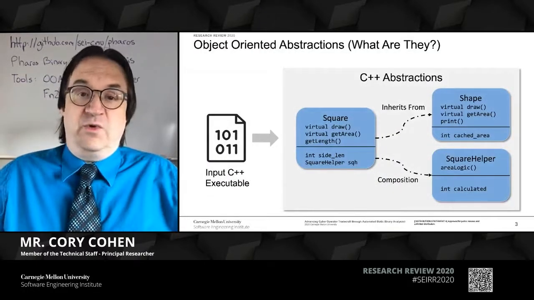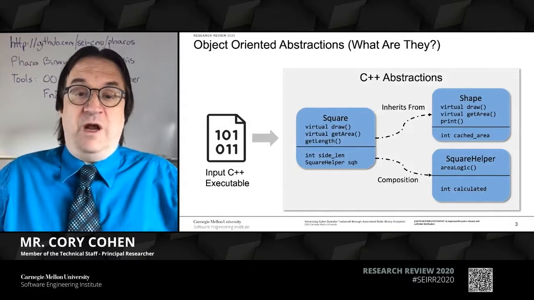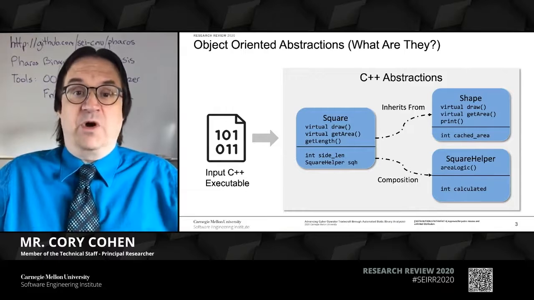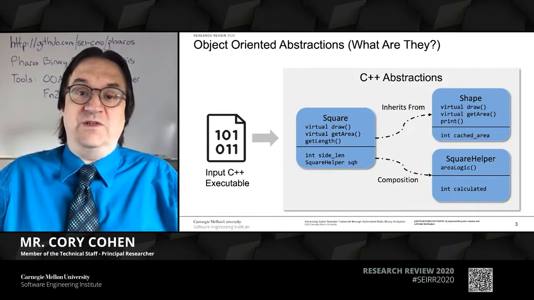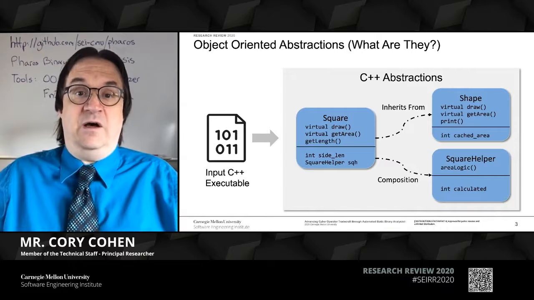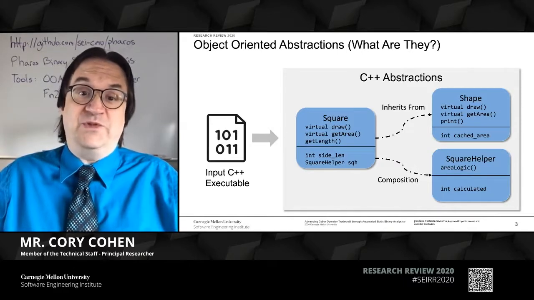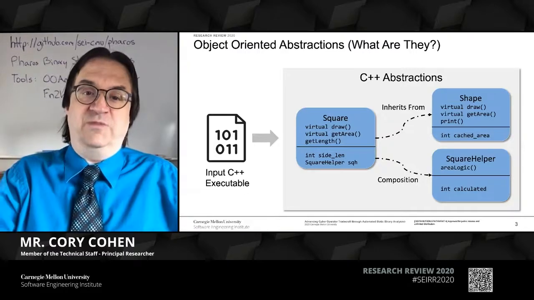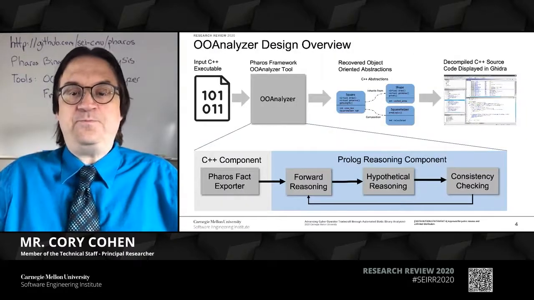So just to make sure that we're all on the same page here, when I talk about object-oriented abstractions, what are we talking about? Well, we're talking about the actual classes themselves, but we're also talking about the methods that are associated with those classes, the members that are associated with those classes and sizes and offsets, the relationships between the classes, such as inheritance relationships and composition relationships. Collectively, these are what I mean when I say object-oriented constructs.